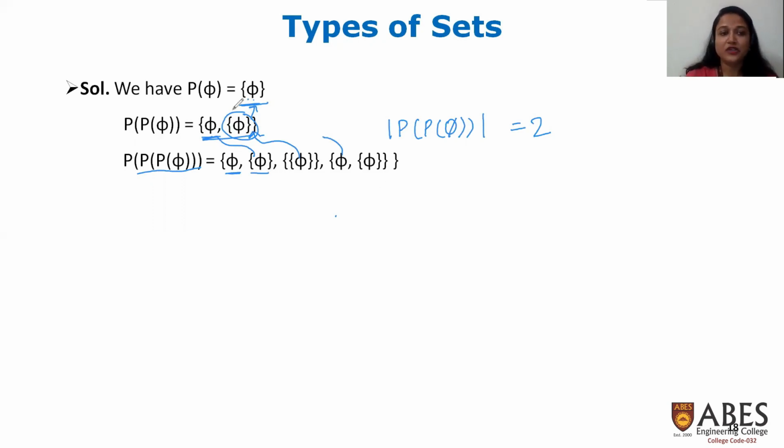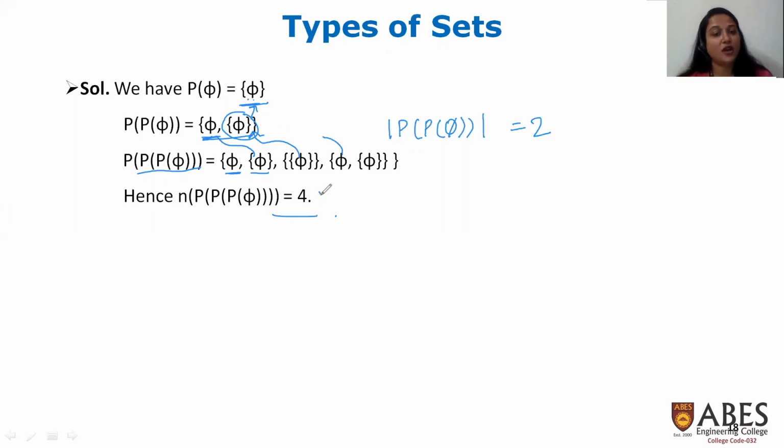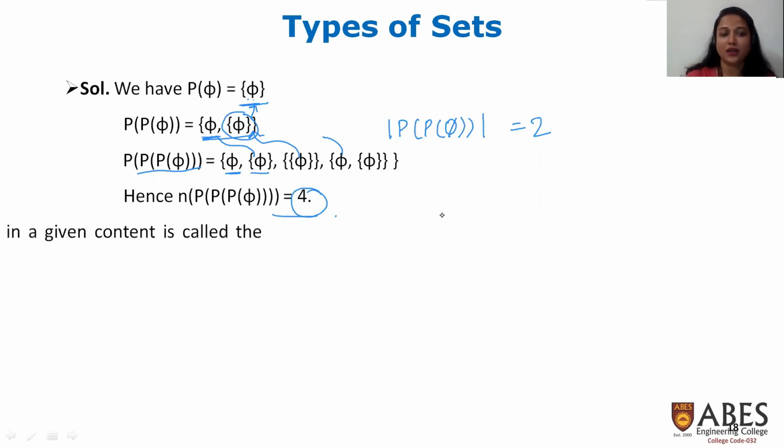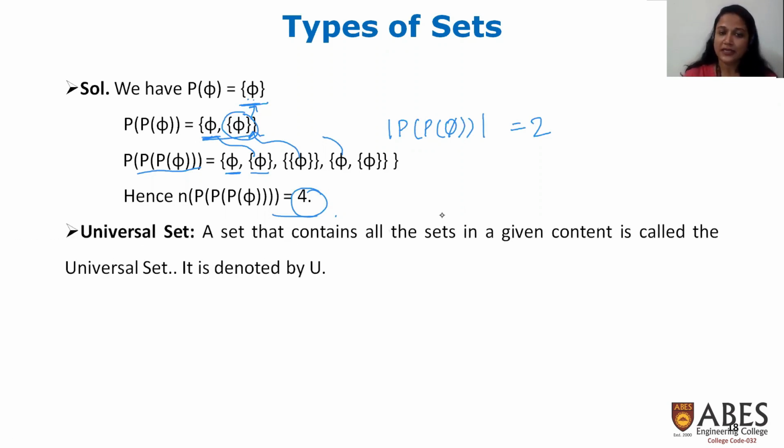Similarly, when we apply it the 4th time, how many elements are going to be there? As you can see, a total of 4 elements. Therefore, we write it as 4. The cardinality will be equivalent to 4, and hence we get the answer 4. So this is very simple, and you need to take care in which respect we are talking about. Second, the universal set.